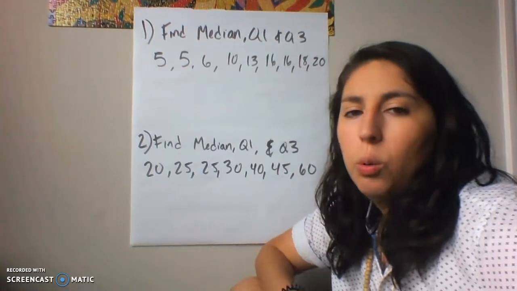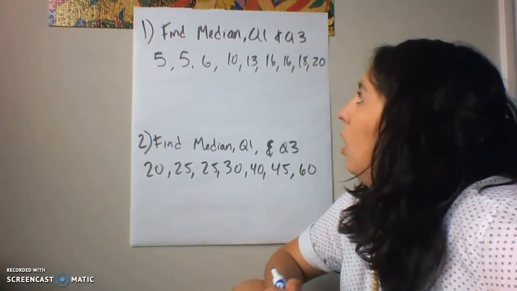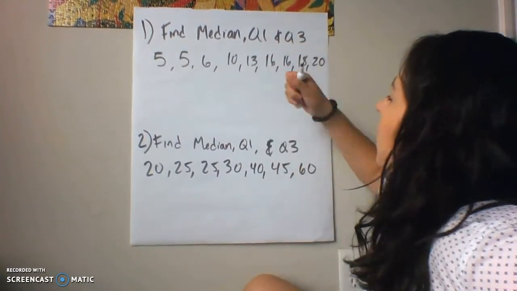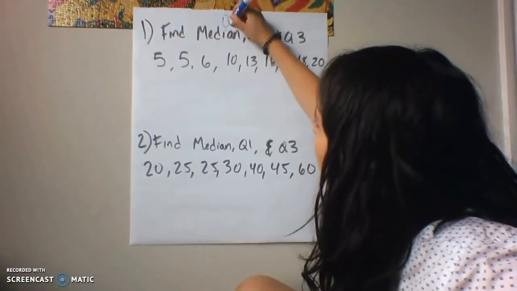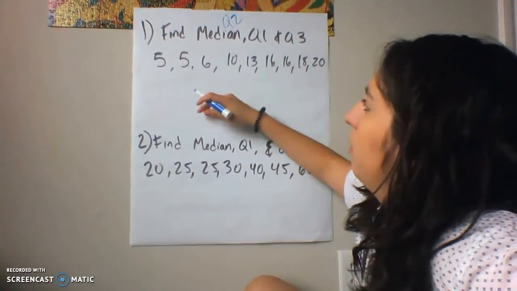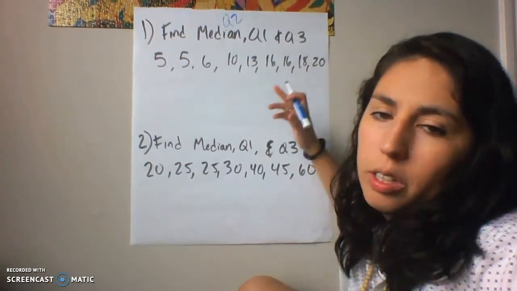All right, y'all, this is just to go over these two problems. So find median, Q1 and Q3. All right, median, remember, it's just Q2. So here's how we find it. Number one, you want to have the numbers in order. It's already done for you.